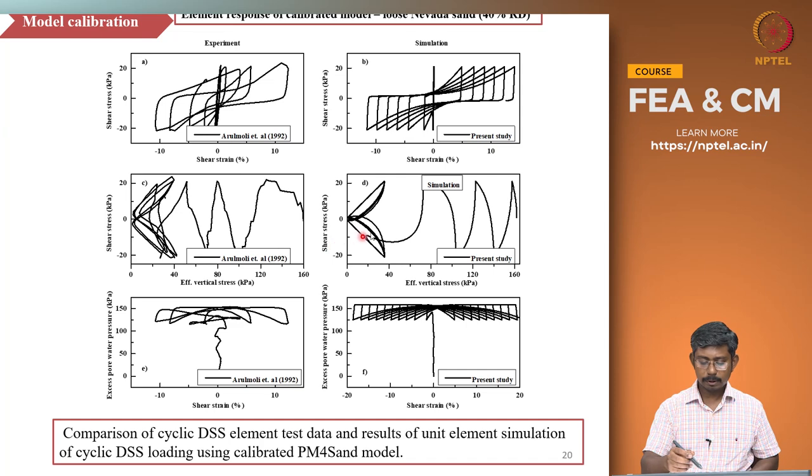The response of the calibrated single element is compared with the respective experimental data. The experimental data is sourced from the laboratory data of Arulmoli et al., 1992. It can be seen the stress strain behavior comparison first. Here the model captures the progressive accumulation of shear strains with increase in number of loading cycles. When it comes to the stress path response, a typical butterfly loop is captured, and the increase in pore water pressure with respect to shear strain is also captured.